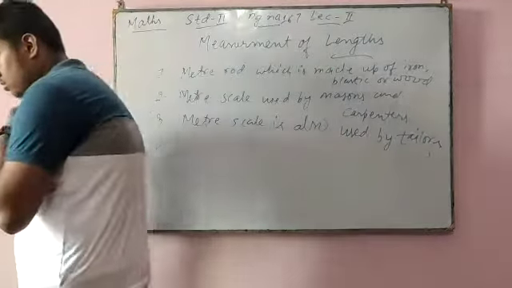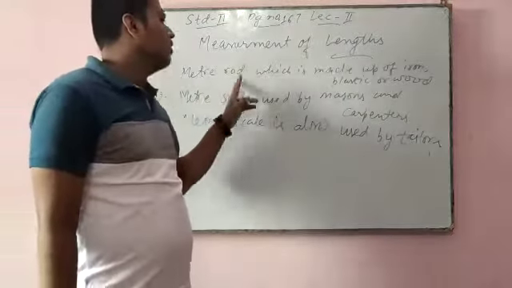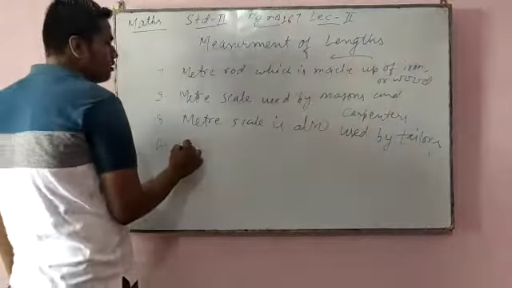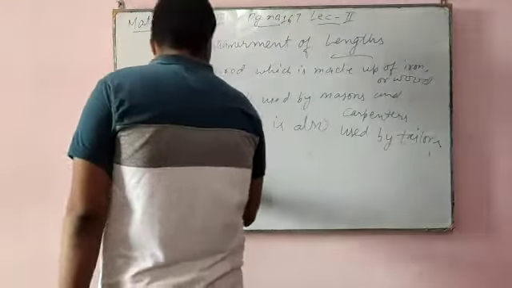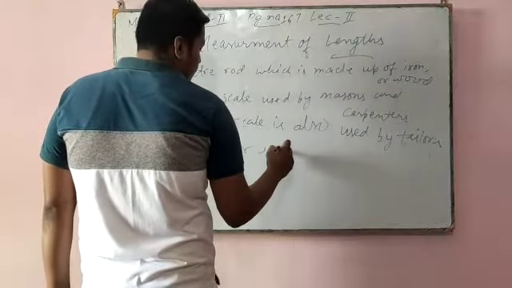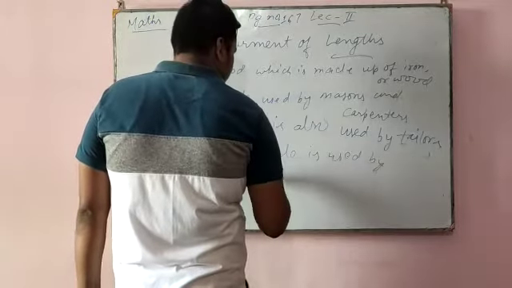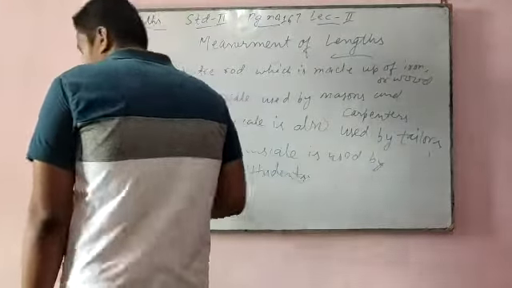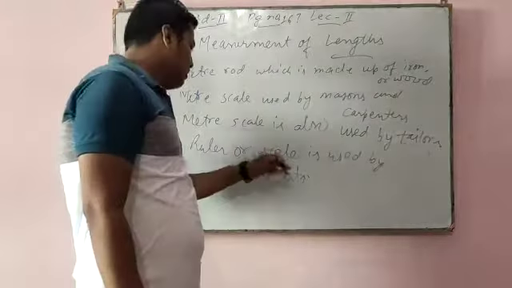Fourth is this ruler, which is generally used by students. I told you, the first one I gave, in that plastic is not there. So the last one is generally known as a ruler or a scale. Scale is used by students. We say ruler also, and we say scale also.